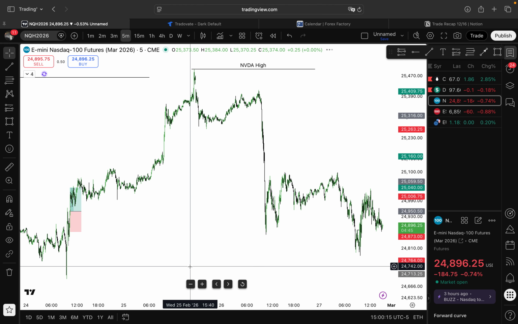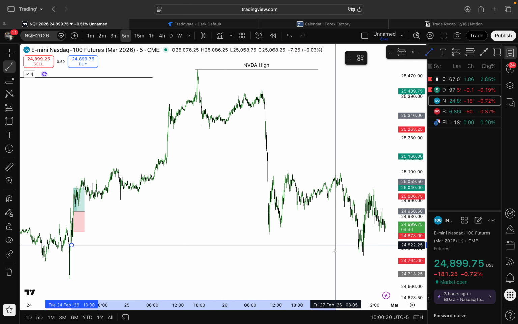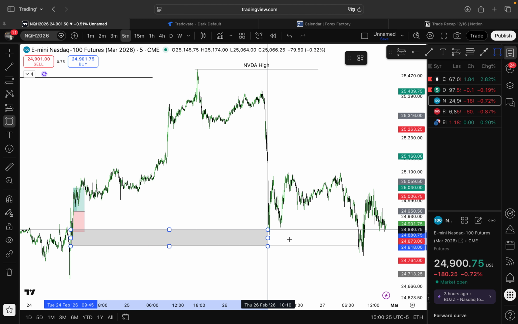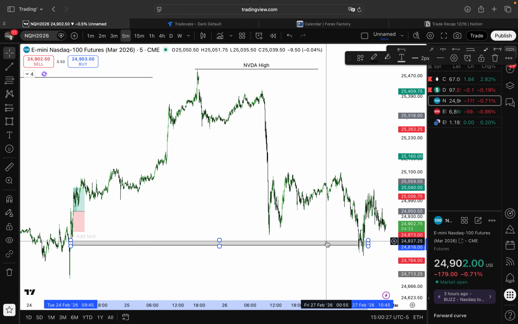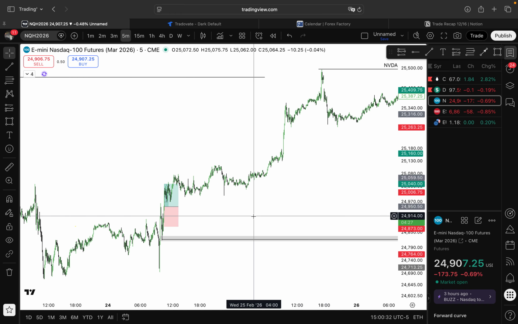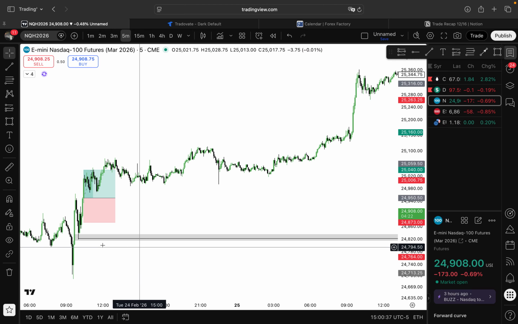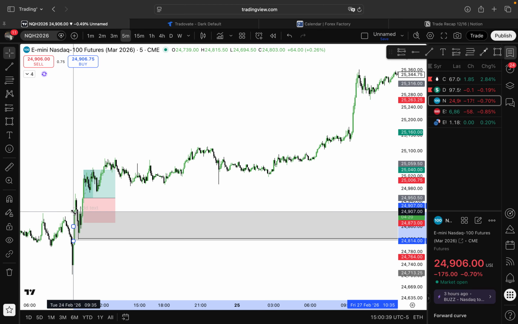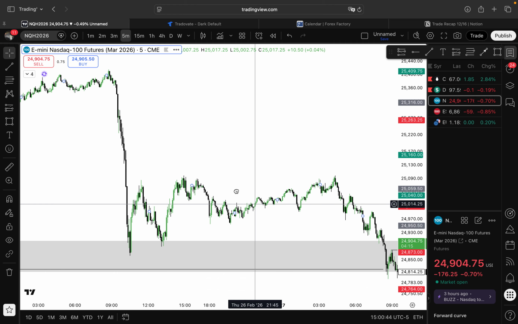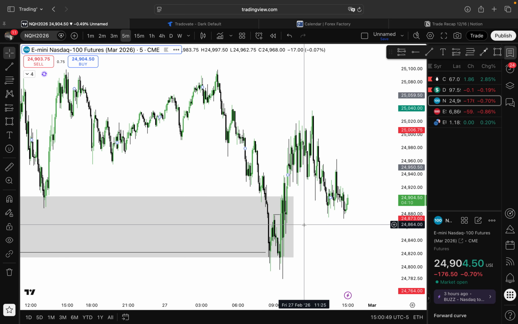So if you zoom out, this low right here that I just drew out is inside of a fair value gap as well. This low inside of a fair value gap. I'm gonna zoom in so y'all can see the fair value gap. Here's the fair value gap right here. So we have a low inside of a fair value gap. And as you all know, in my previous videos, I call these protected lows, secure lows, same thing.